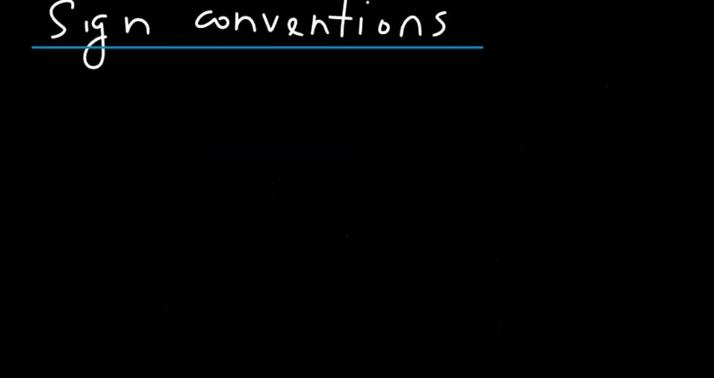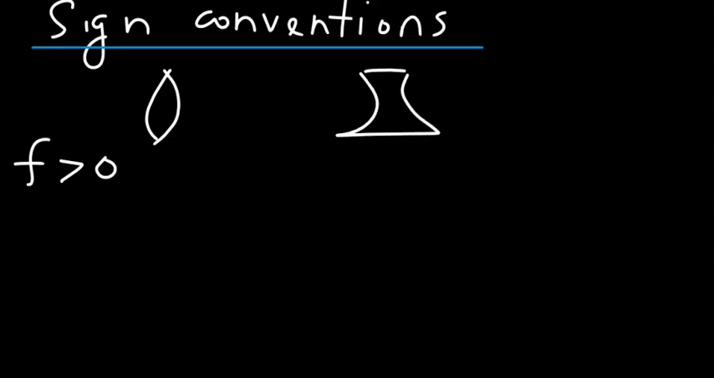Let's first determine the sign for the focal length. If you're dealing with a convex lens, then the focal length is positive. If you're dealing with a concave lens, then the focal length will be negative. Now the sign convention for object distance.